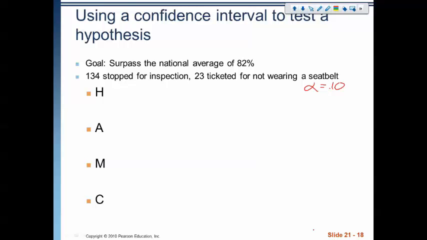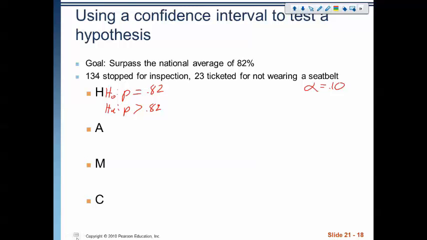So let's go through our test here. So first of all, hypothesis. We are looking at the null hypothesis: is the proportion the national average? We're going to assume that the proportion is the national average, and then the alternative hypothesis here is, did we surpass this, which means, are we greater than 0.82? Okay, so there's our hypothesis.